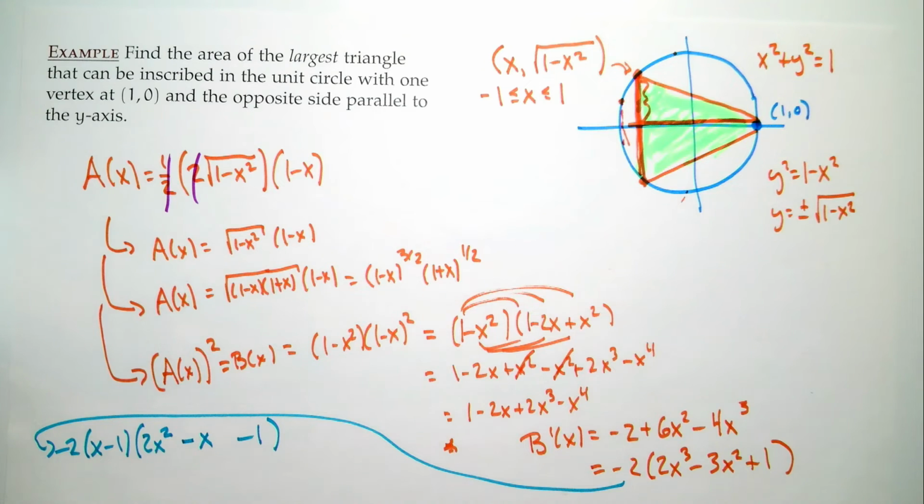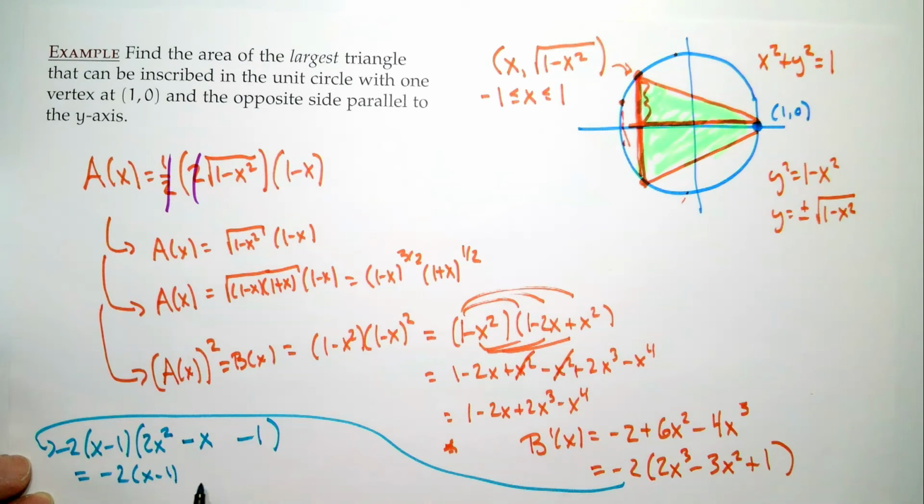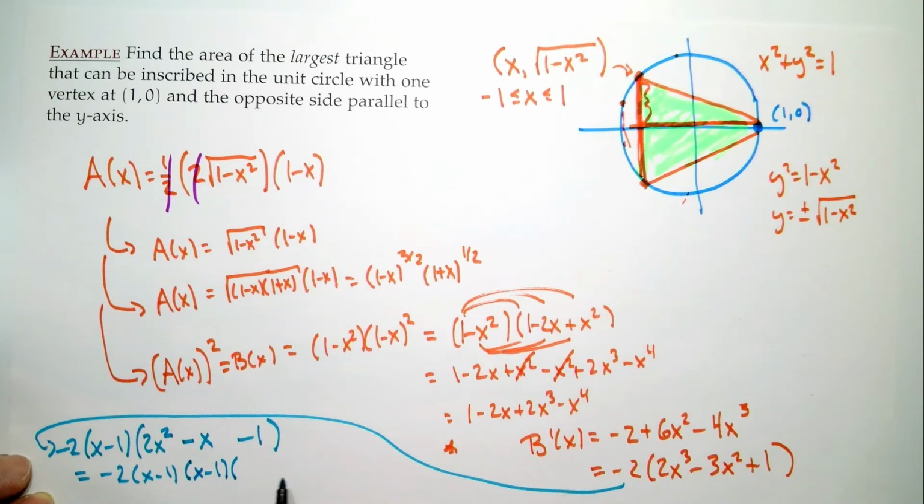Now, 2x squared minus x minus 1, does that factor? Well, is 1 a root? It's still a root. 2 minus 1 is still 0. What's the last piece? 2x plus 1. So we get two candidates, x equals 1, which is not going to work.